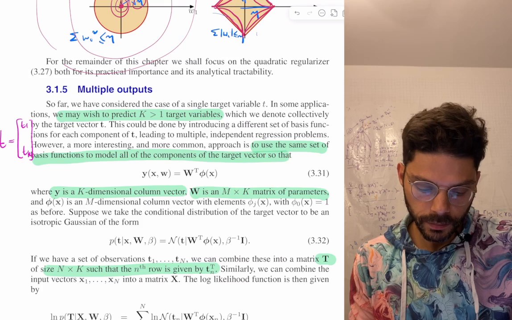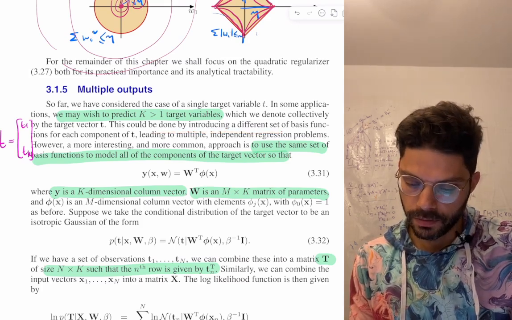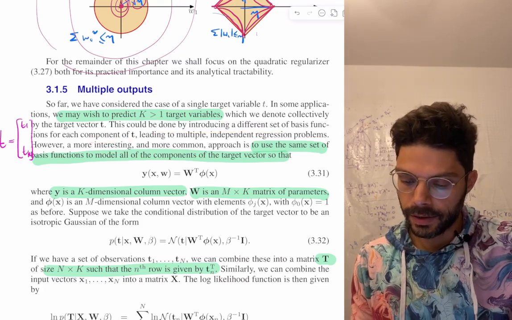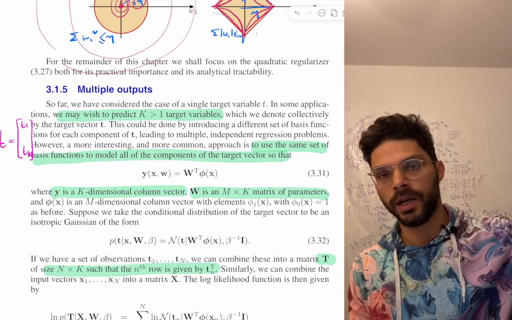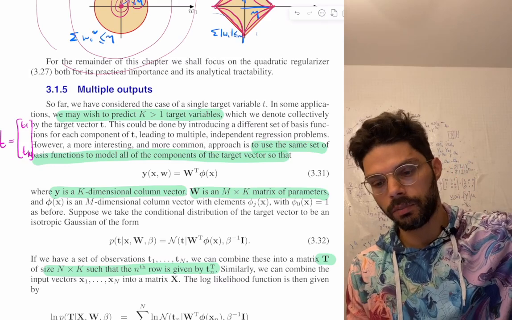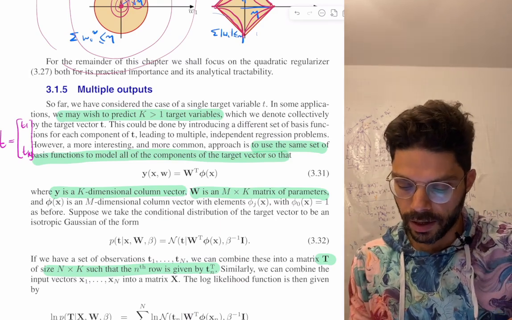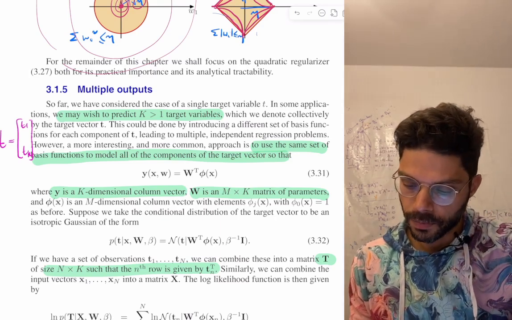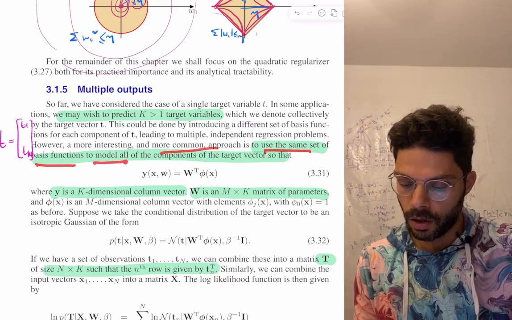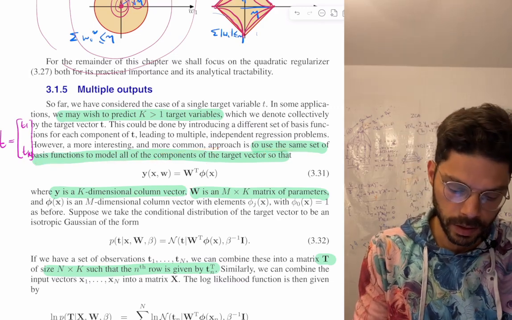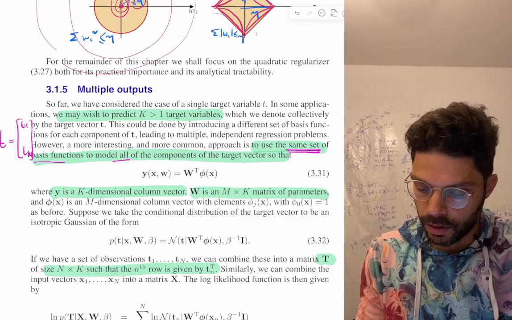Now what does he say? This could be done by introducing a different set of basis functions for each component of t, leading to multiple independent regression problems. So the idea is to just treat it as k independent problems. You can have custom features, and that might be something you want to do. But what we're going to talk about here is a simpler case. The more common approach is to use the same set of basis functions to model all of the components of the target vector.